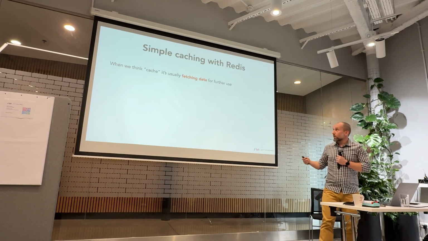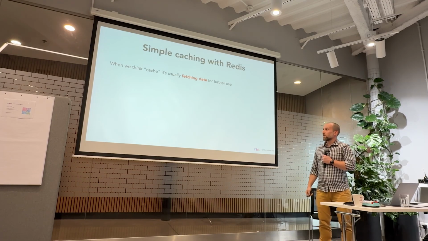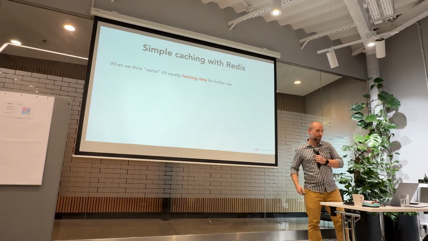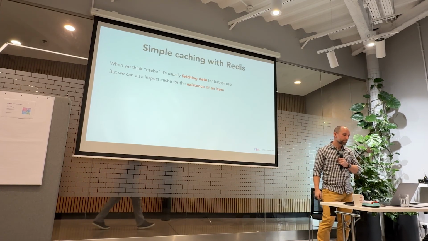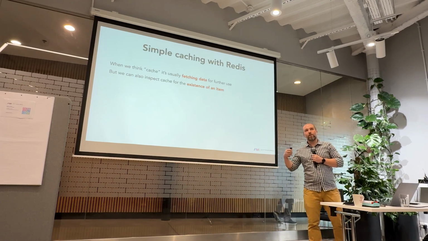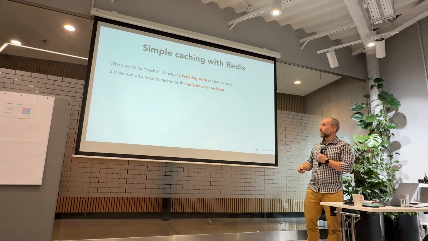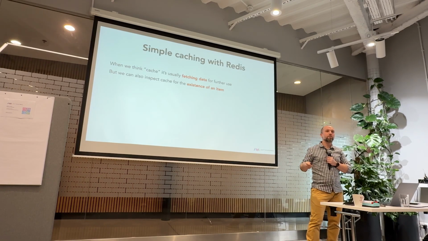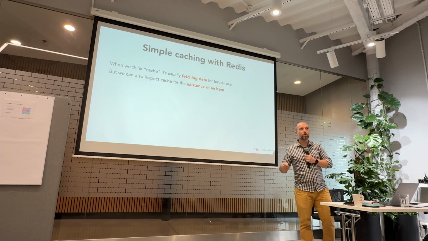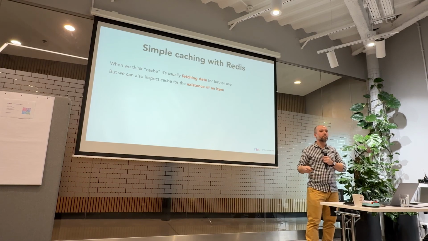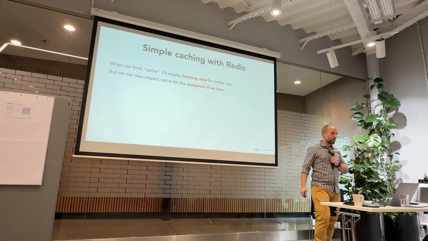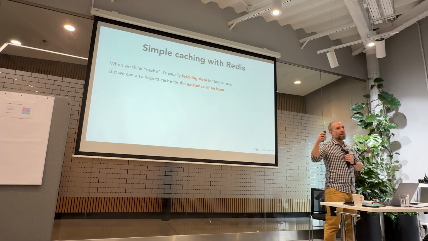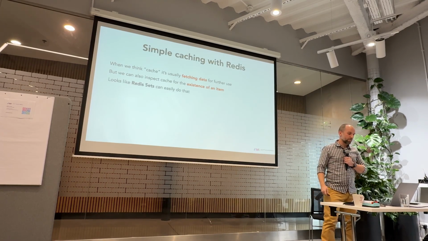So that's a pretty generic use case for cache: fetching data, then storing it aside for further use. But we can also flip the problem and check the cache not for the content of the item itself, but just for the pure existence of an item in our store. So we can just check if the item exists or doesn't exist in a cache.